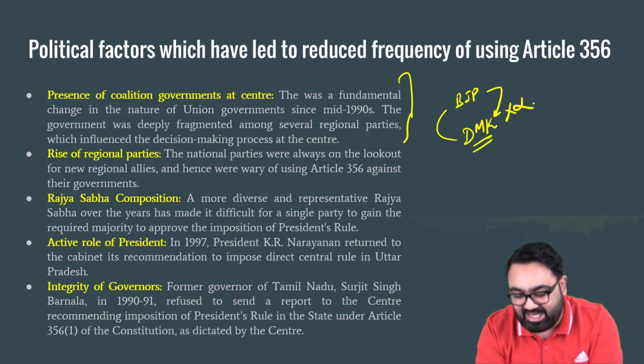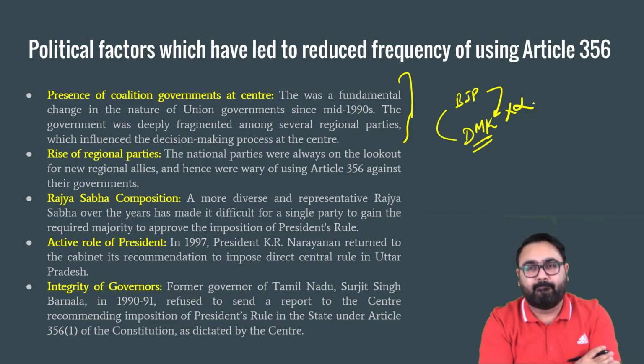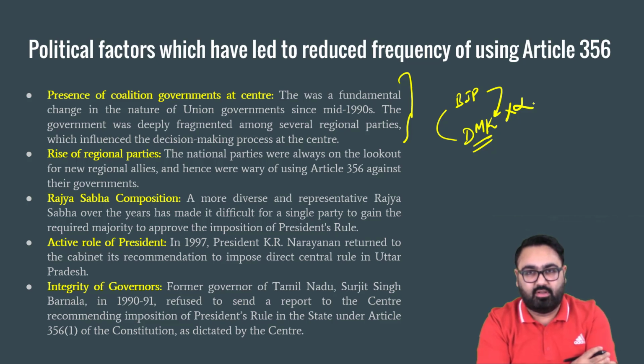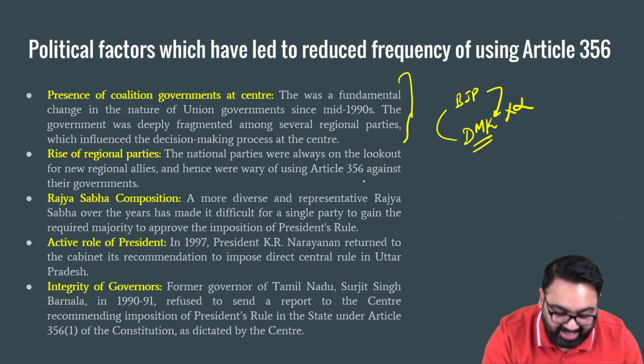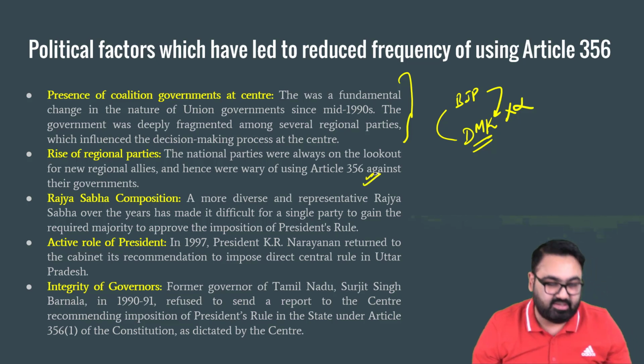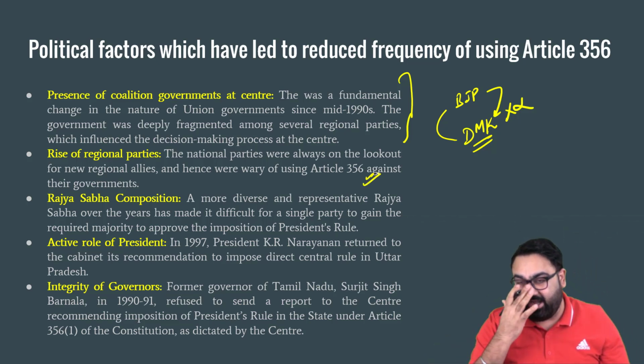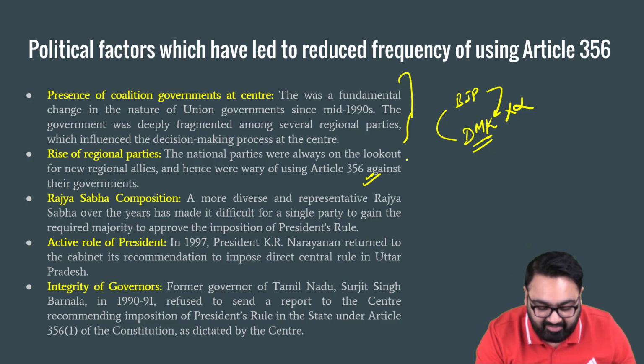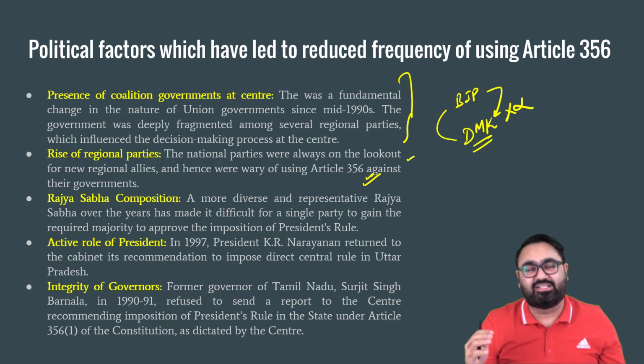So with the rise in coalition governments, these coalition governments ensure that without the smaller parties or regional parties agreeing, president's rule will not be imposed. This has been possible because of the rise of regional parties. The number of regional parties in India has increased, they have become stronger, and that is also why we have seen instances of president's rule declining.